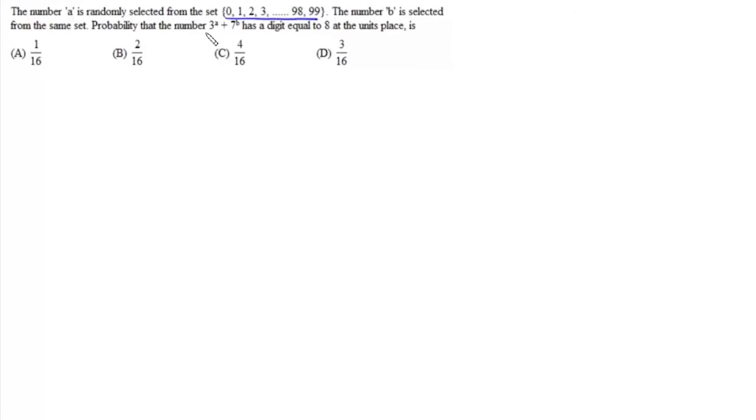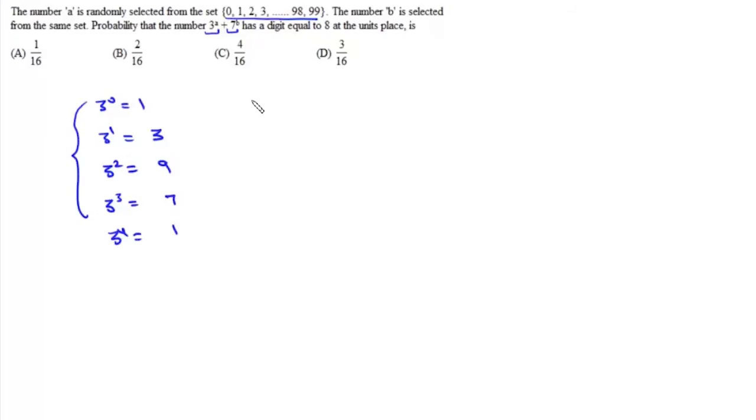The probability that the number 3 to the power A plus 7 to the power B has a digit equal to 8 at its unit place. Now if we look at powers of 3, 3 to the power 0 is 1, 3 to the power 1 has 3 in the units place, 3 square has 9, 3 cube has 27, and 3 to the power 4 is 1. So these values are going to repeat after every 4 powers.